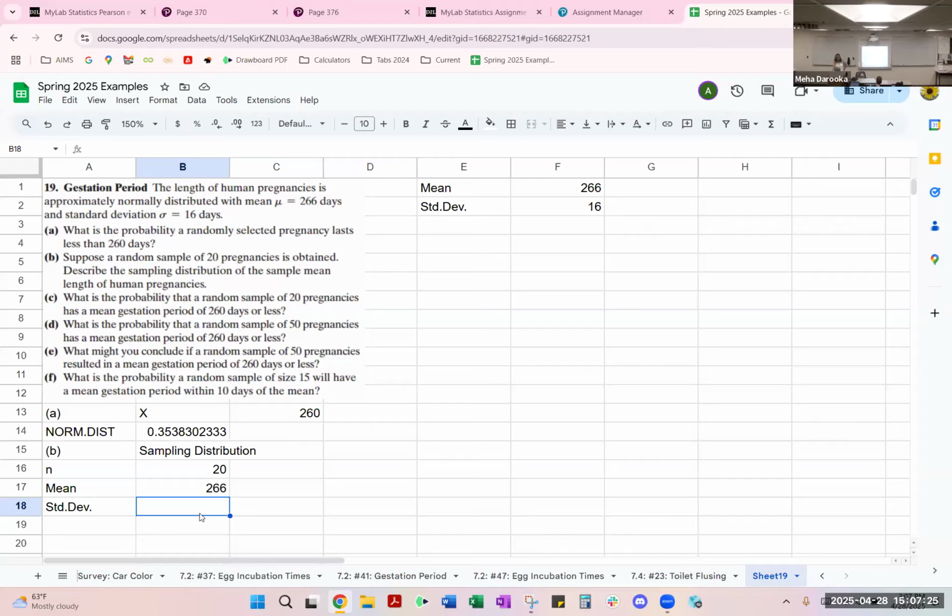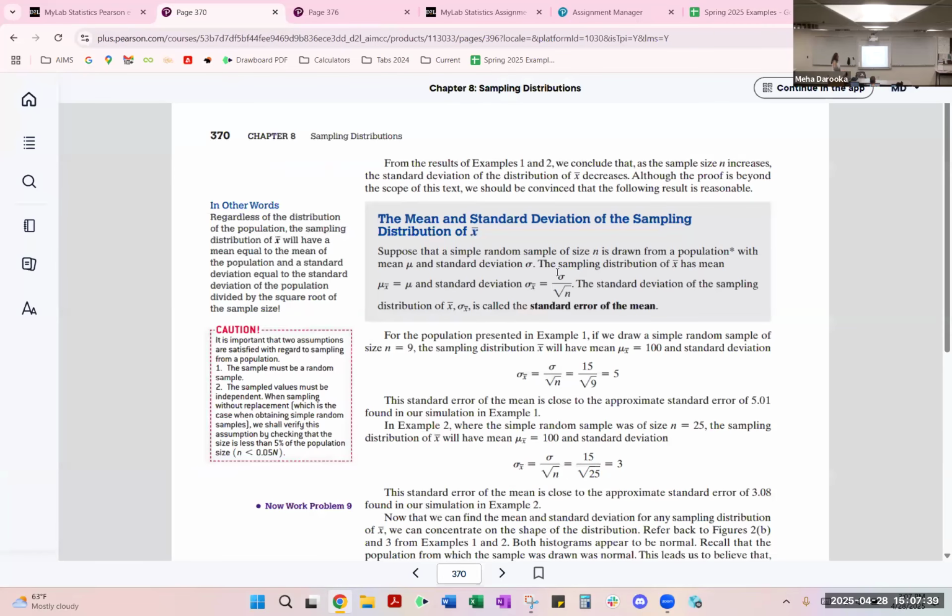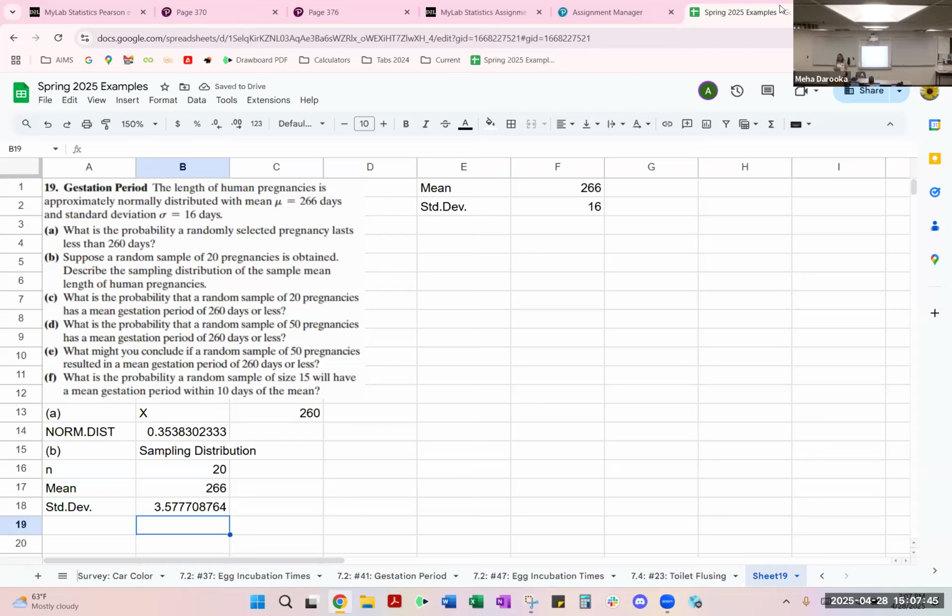Nope, it's not the same. It is going to be 16 divided by the square root of n. We take the standard deviation for the population and then divide it by the square root of n. Again, guys, you need to keep these formulas handy.